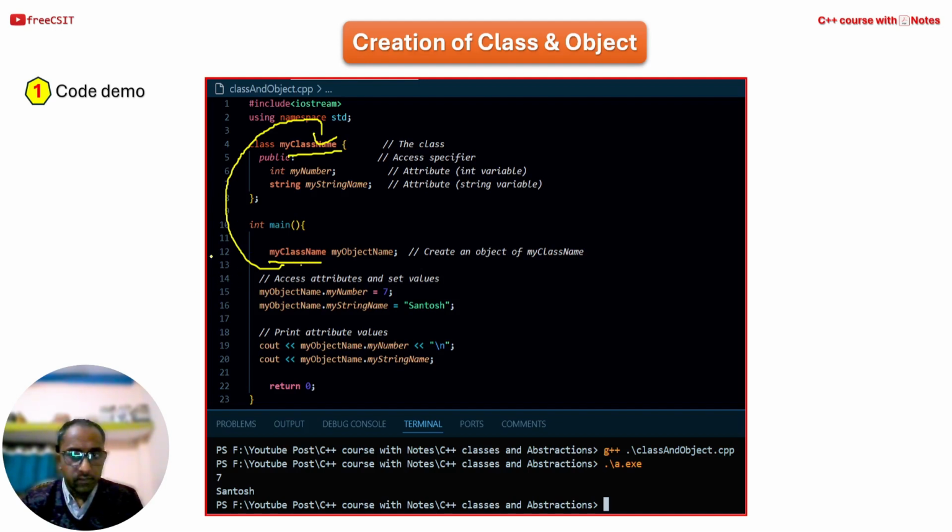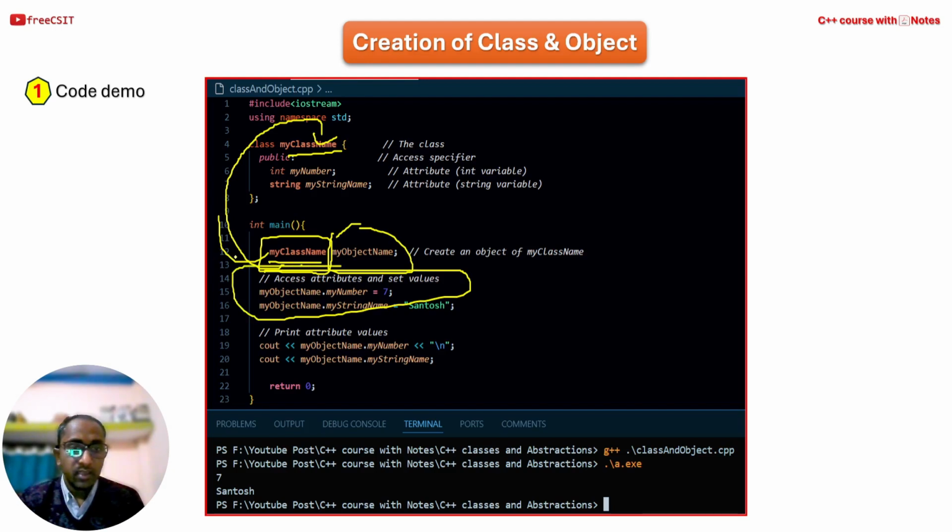To create an object of my class name, specify the class name followed by the object name. It means first of all specify the class name, then write the name of the object, and then access the attributes, set the value to the attributes, and print the attributes value. You can print like this.